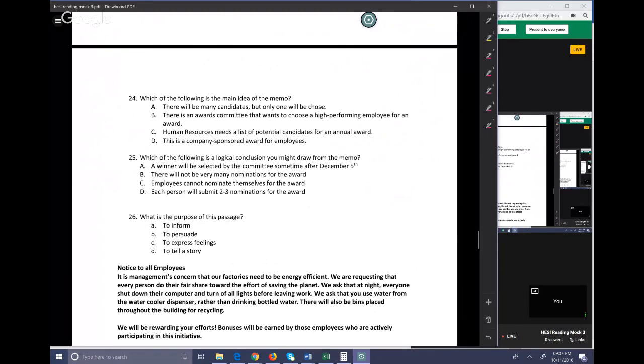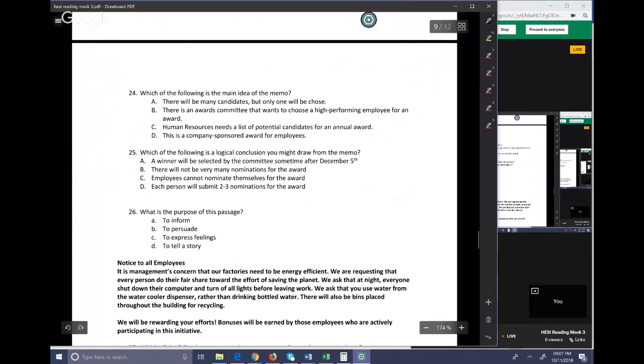What was the point the author was trying to make? What's the purpose? Who is it to? Who might it be from? And so on. 24, I said, comes from reading 1 because it's an understanding of the main idea of the memo. They actually did tell you here that it's a memo, just in case you didn't know. So that's good. That actually helps you focus your answers. The answer here should be C.